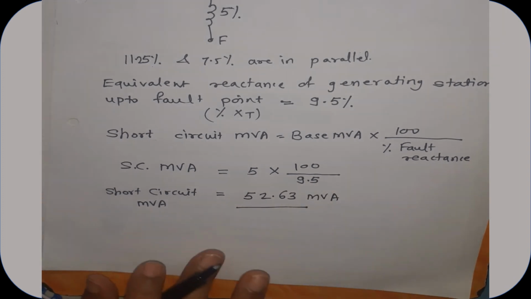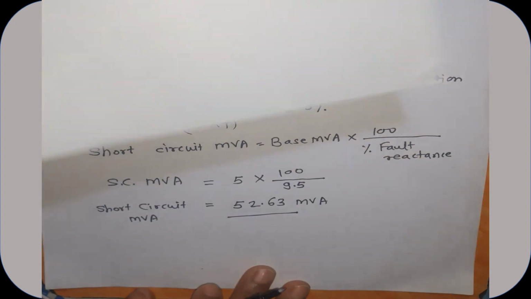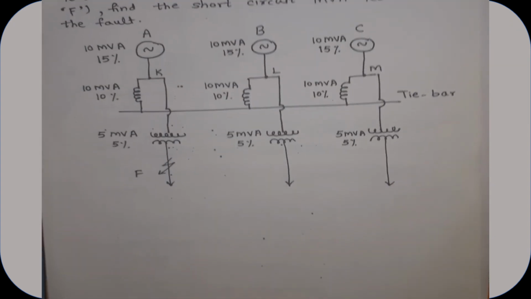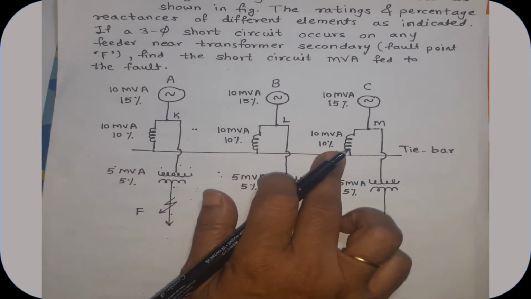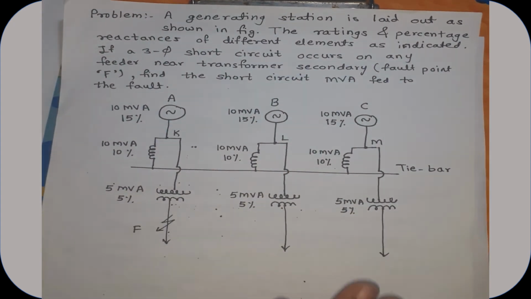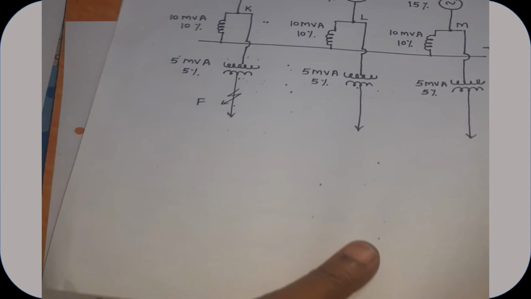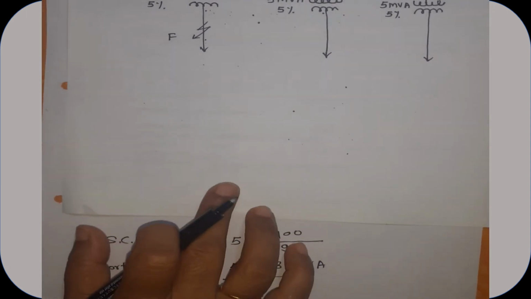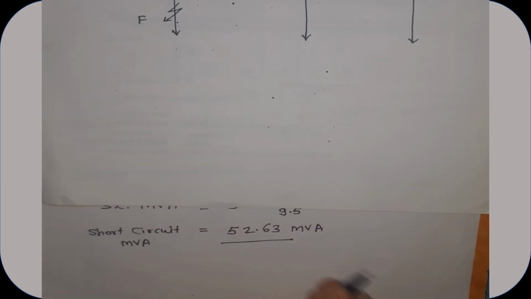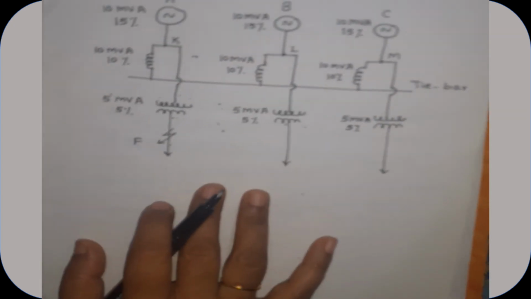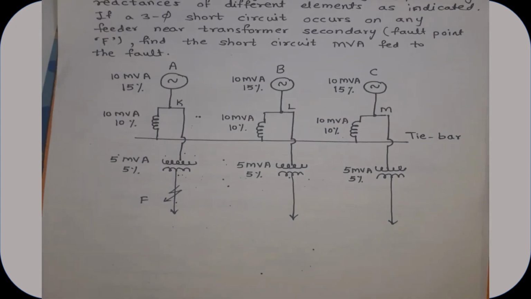So just with the help of this tie bar reactor, this is the arrangement of the tie bar reactor, the complete system is getting protected, or you can say short circuit current or short circuit MVA is limited with the help of the tie bar reactor system. Thank you.